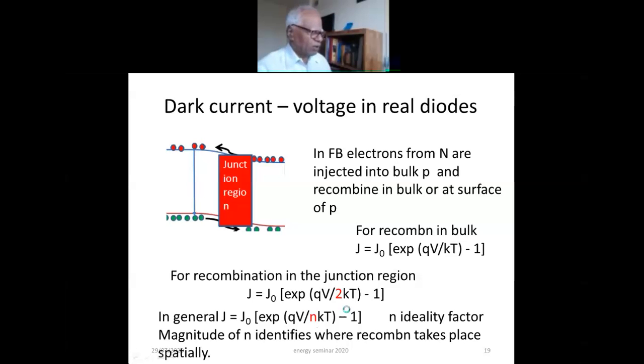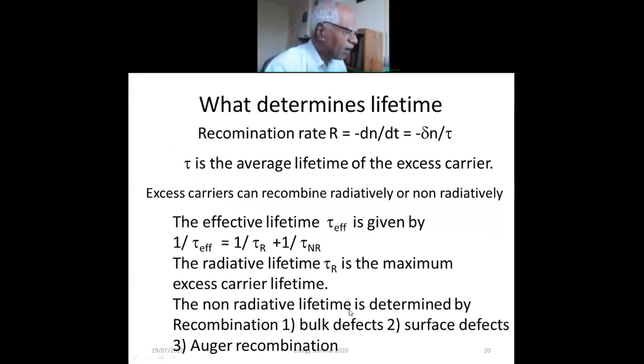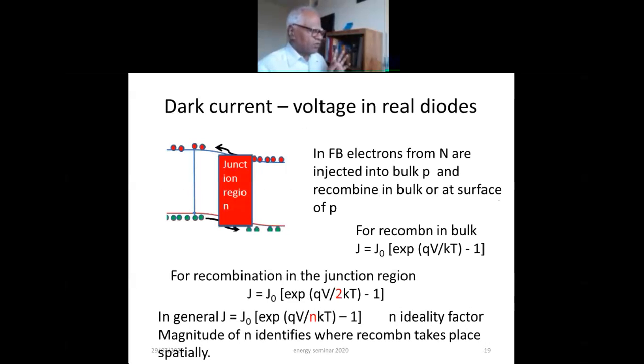Okay, I must, however, qualify this by saying at high injection, n will always be equal to 2, even if there is recombination in the junction. Okay. So that is the story of J naught. So we said J naught determines the number of recombination events, and by knowing what the ideality factor is, you know whether it's recombining in the junction or in the bulk of the material. I think that's amazing that you know where it is recombining by just looking at some number.